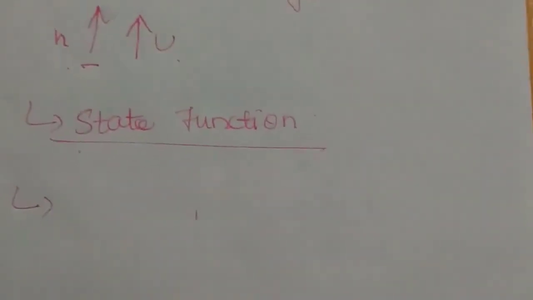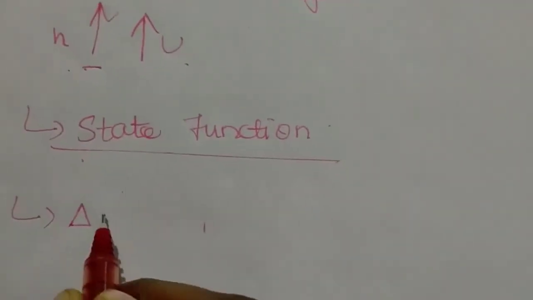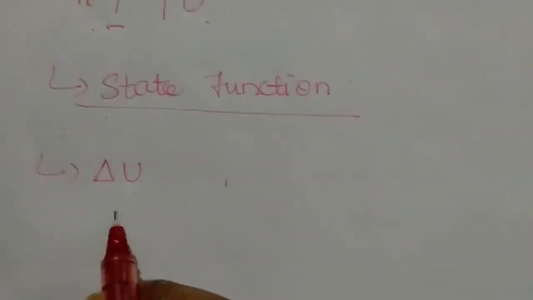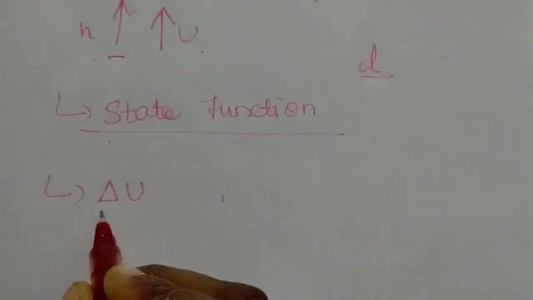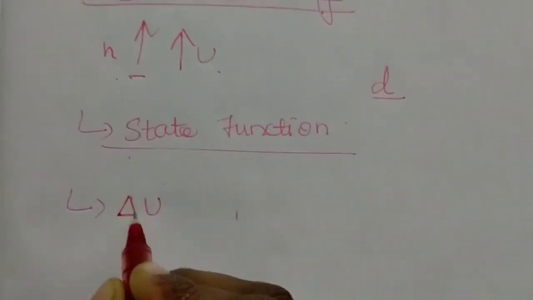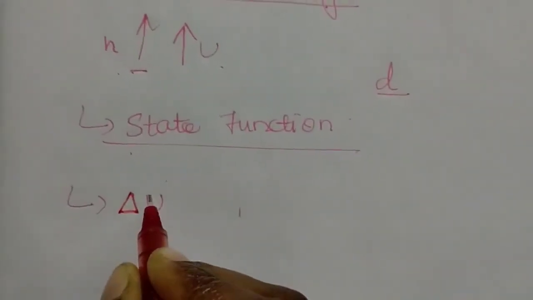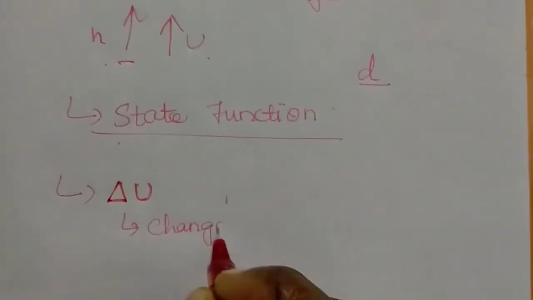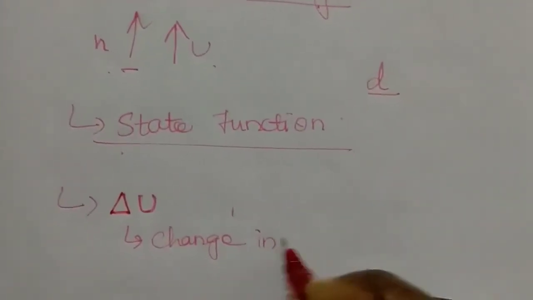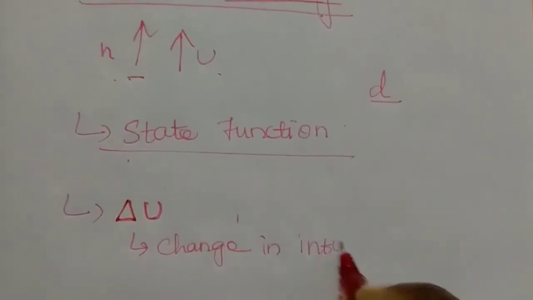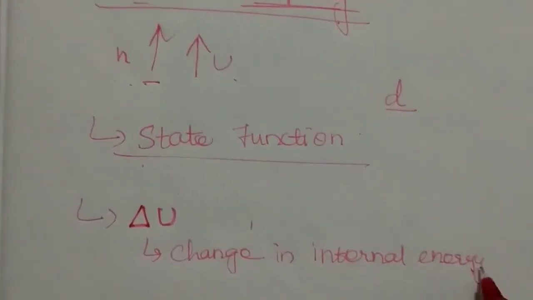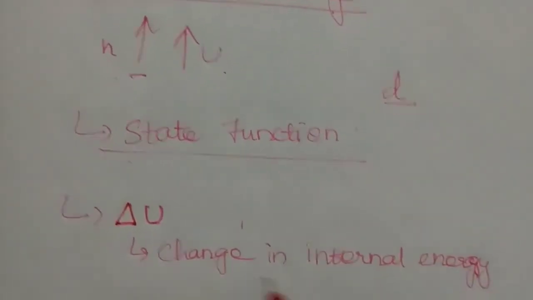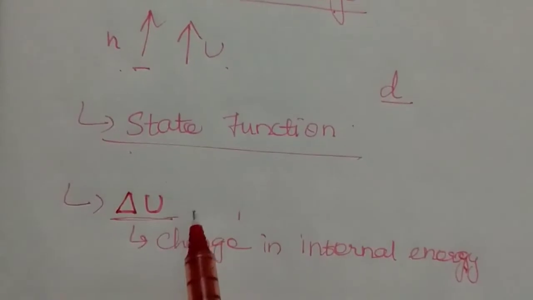And the third character is change in internal energy. Difference we denote by D, change means delta. Okay, delta U means what? It is the change in internal energy. Change in internal energy is denoted here as delta U.